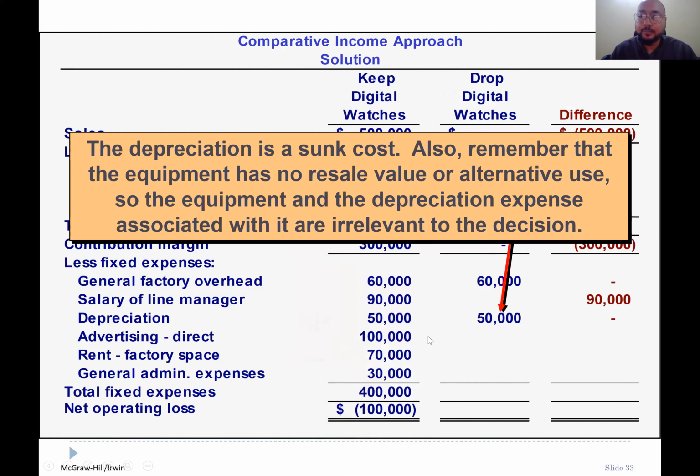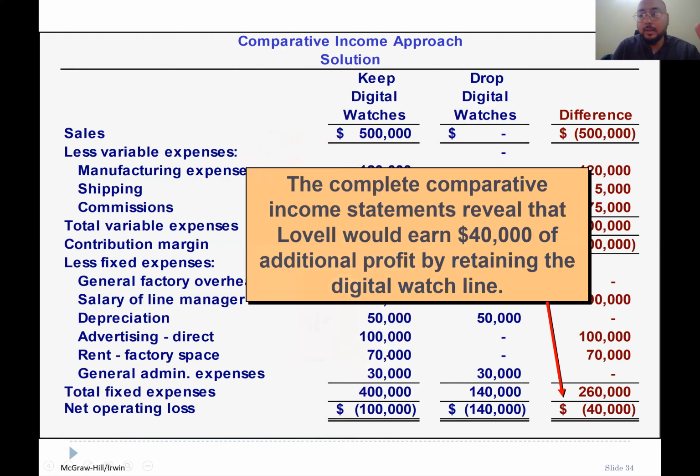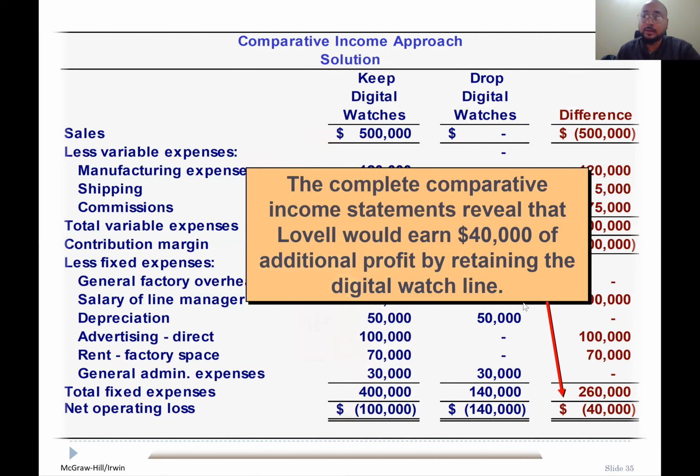Depreciation is irrelevant, so just avoid it. Don't write it here, or you can say that it's common here. Advertising, you can save it. Similarly, space, you can save it, but you cannot save the general factory overhead. So the analysis is the same. Instead of incurring a $100,000 loss, you are incurring a $140,000 loss. So that's why retain it.